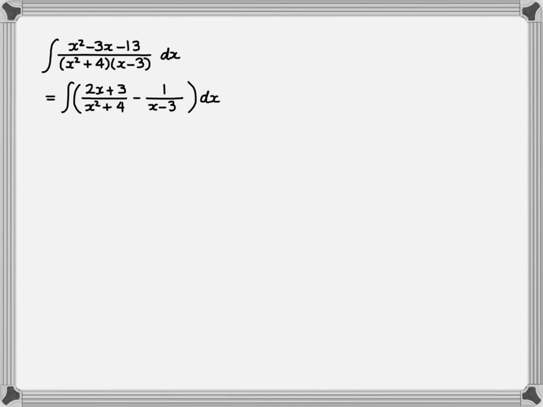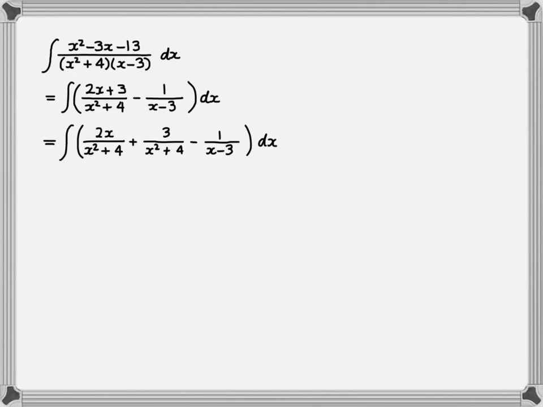The second fraction will be easy to integrate, as that is a ln. However, with the first fraction, we have the problem that the derivative of x squared plus 4 is just 2x and not 2x plus 3. So in order to overcome this problem, we will simply split the numerator of the first fraction to give us the two fractions 2x over x squared plus 4 plus 3 over x squared plus 4, and then the last fraction there, minus 1 over x minus 3.